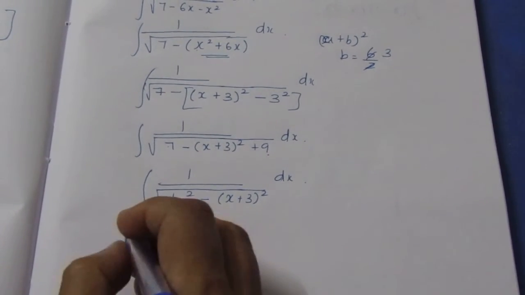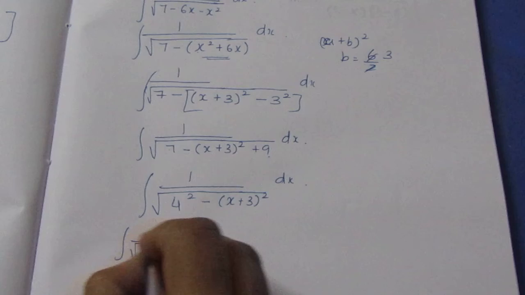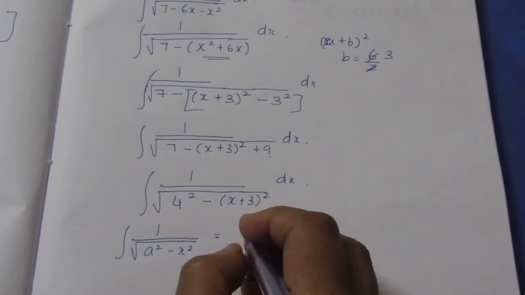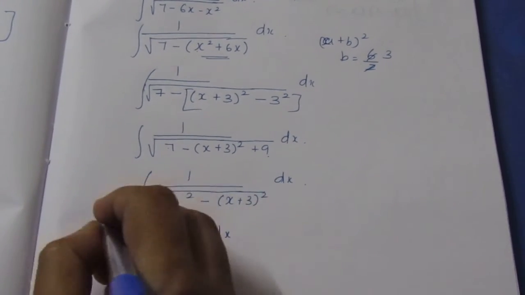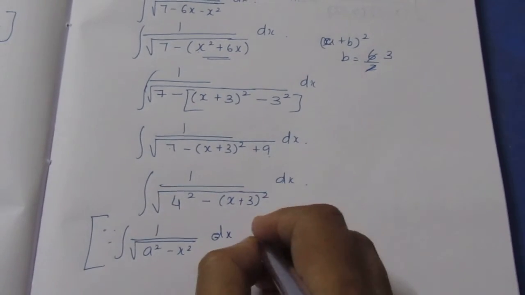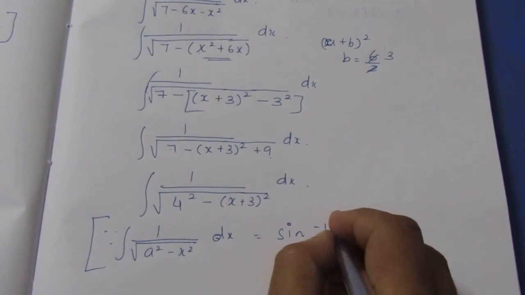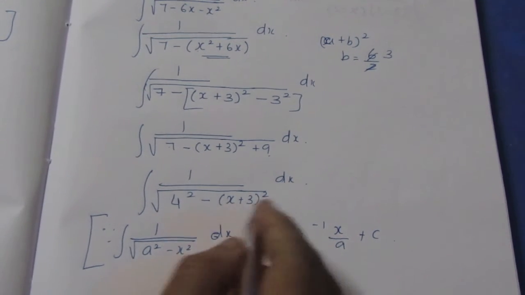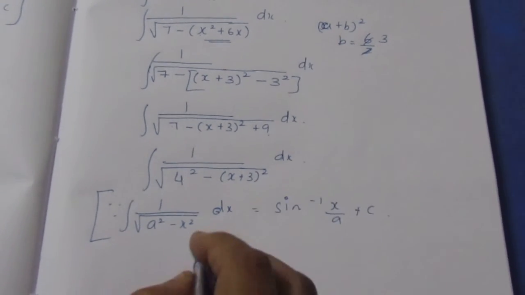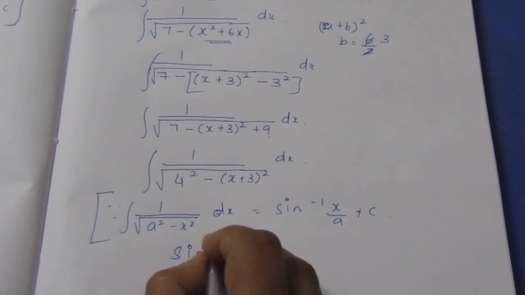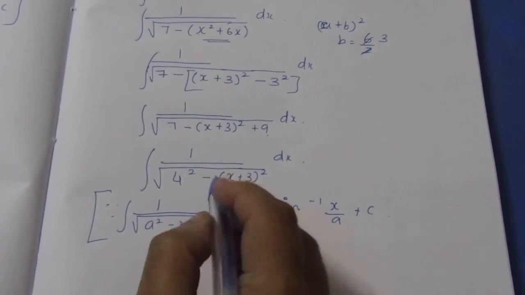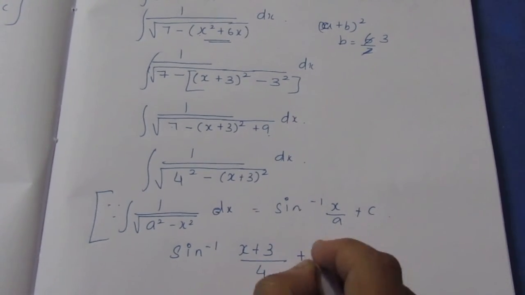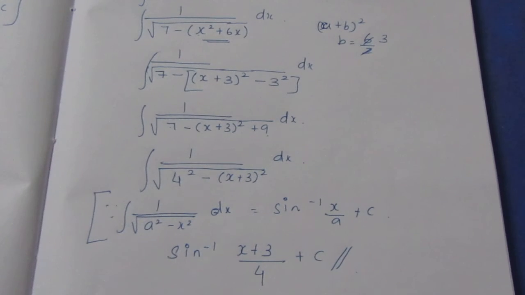Now this is in the form of 1 by root of a square minus x square. If it's a square minus x square, the integration formula here is sine inverse x by a plus c. So here directly we can integrate using this formula. It becomes sine inverse x by a, where x is x plus 3, so x plus 3 by 4, plus c will be your final answer for the sum.